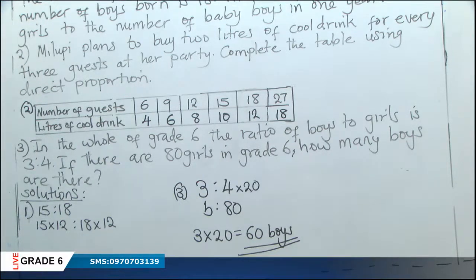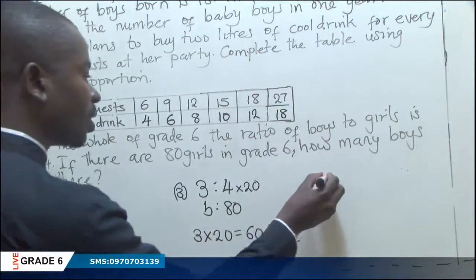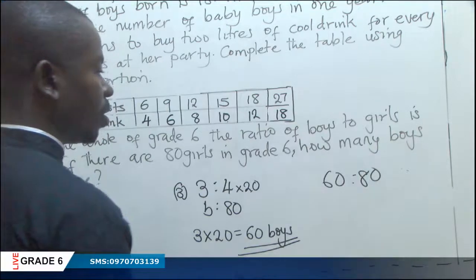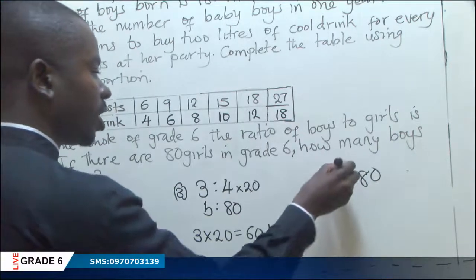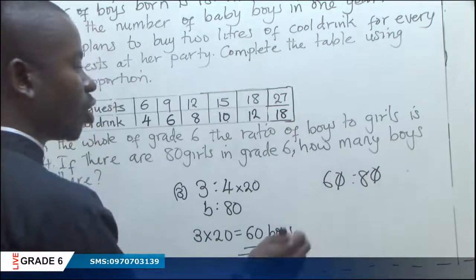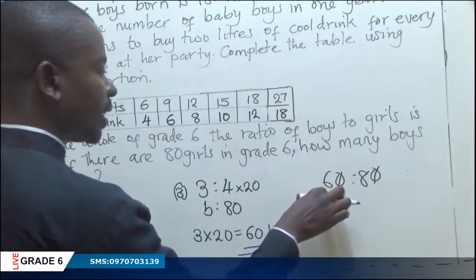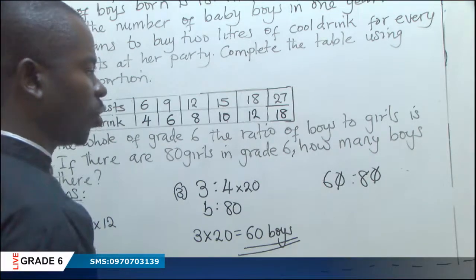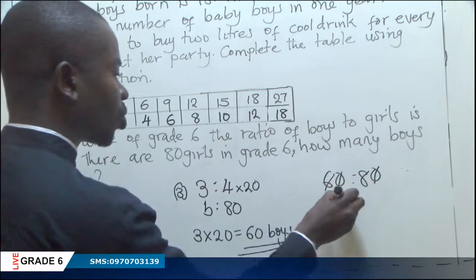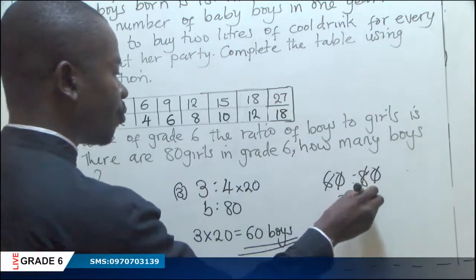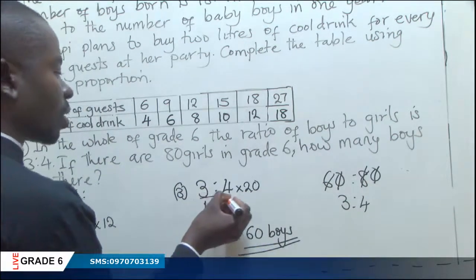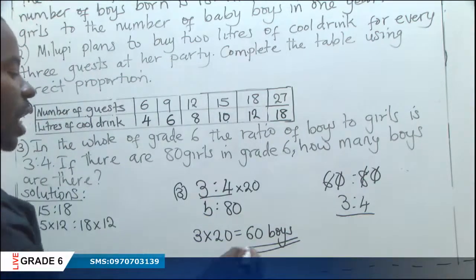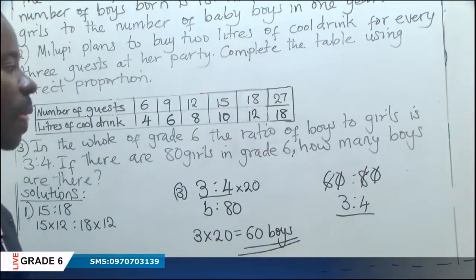Boys and girls, if you want to prove whether the answer is correct, you can just do this, 60 to 80. Okay? With dividing, you can cancel this 0 and that 0. Look for a number that goes in 6 and in 8. What is that number? We can use 2. So 2 into 6 is 3. 2 into 8, it's 4. Have you seen, boys and girls, that it has taken us back to the original ratio, which is 3 to 4. So the answer, boys and girls, is 60 boys.